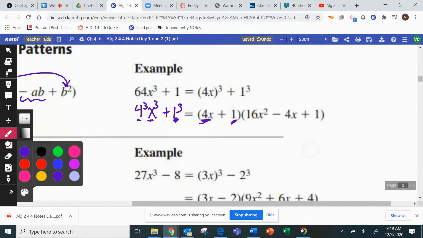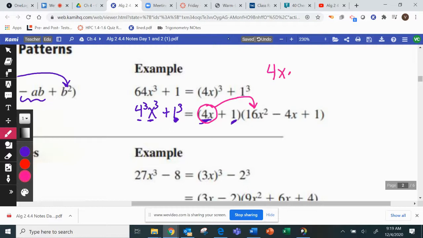To get the second parenthesis, I take my first number and I square it. I do 4x times 4x, and that's how they got 16x to the second. I take the last number and I square it. I do 1 times 1, and that's how they got 1. In the middle, we do subtract 4x times 1. So we multiply the two numbers together. And yes, it's always subtract for that one.